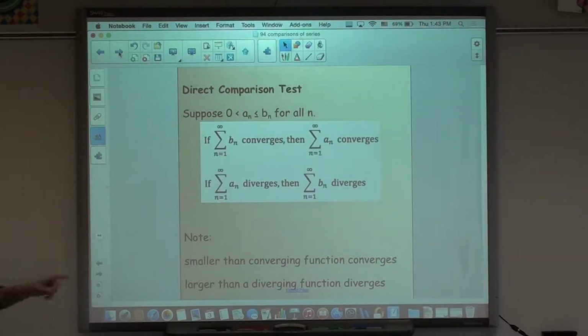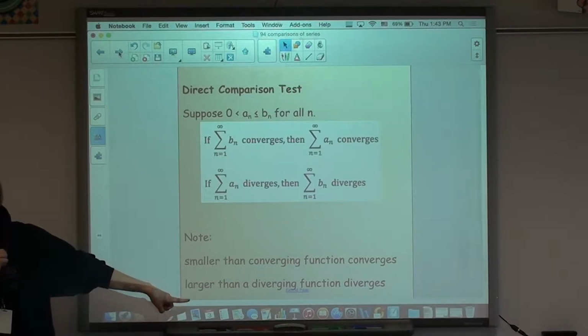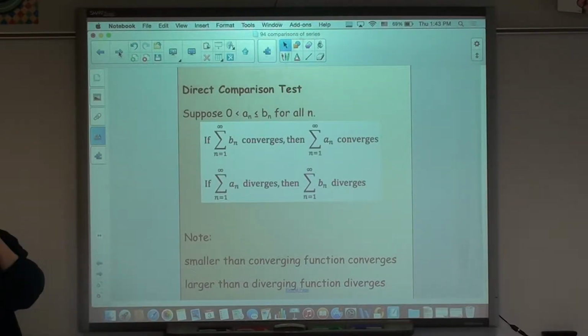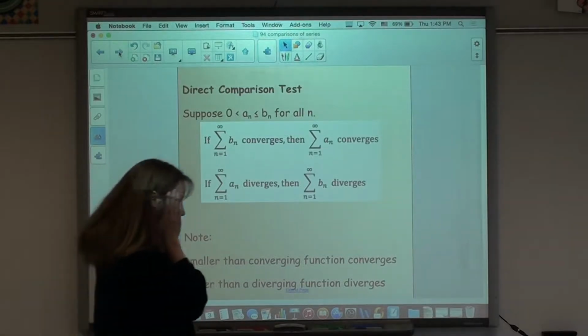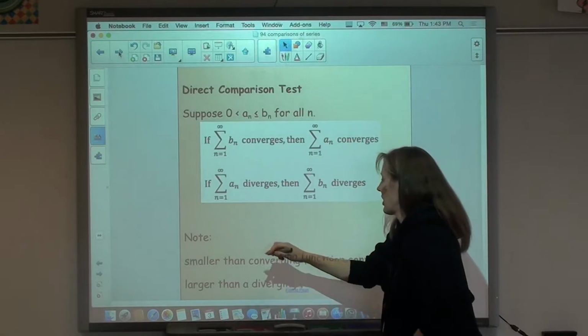So, if you are smaller than a converging function, you converge. If you are bigger than a diverging function, you diverge. When I think about this with a mental image, here's the mental image I have. This is not probably a good mathematically correct image, but this is the image I have.